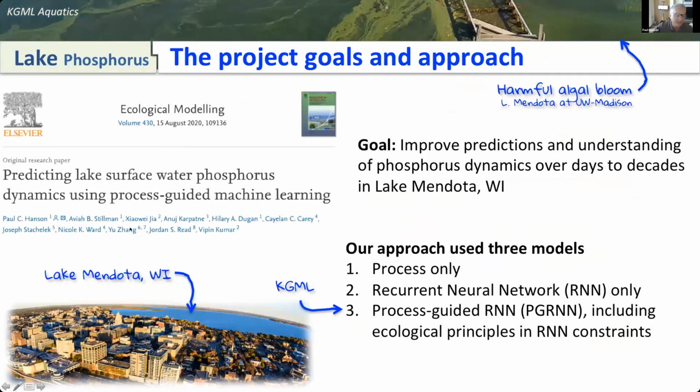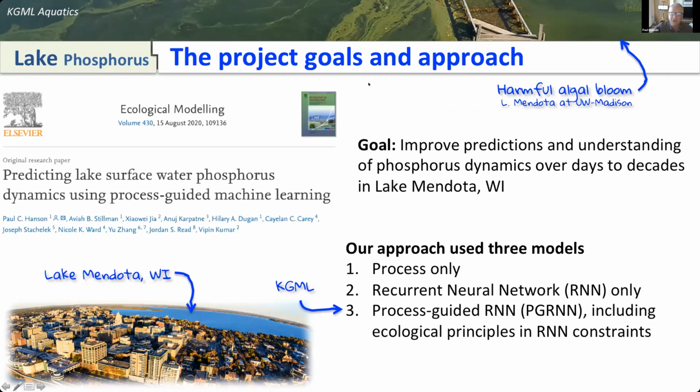I'm going to switch gears and give you a specific example of the implementation of KGML in a lake, Lake Mendota, Wisconsin, which is in Madison. And it's a pretty simple example. It models lake phosphorus. Phosphorus is a limiting nutrient for primary production in lakes and is responsible at high concentrations for harmful algal blooms and other water quality problems. This bar that you see at the top is a picture of the surface of Lake Mendota, which is covered in a scum of algae.